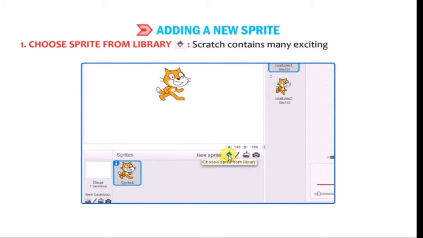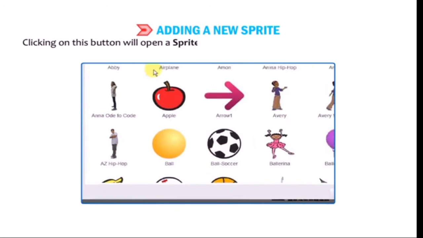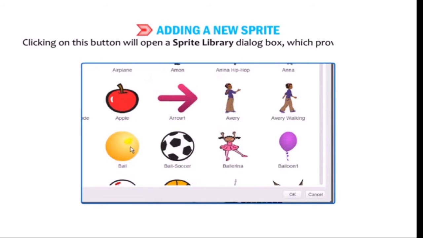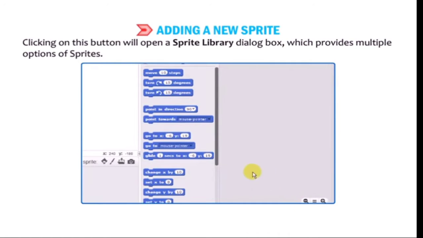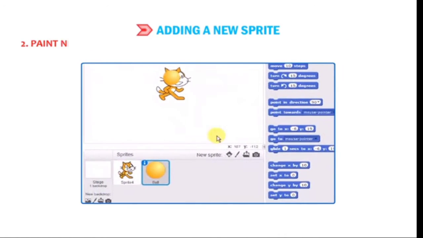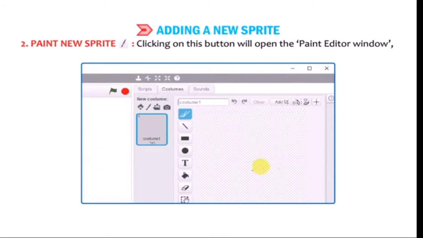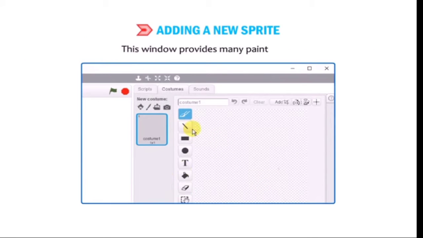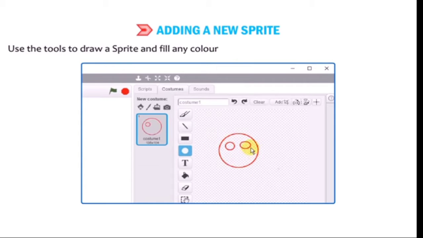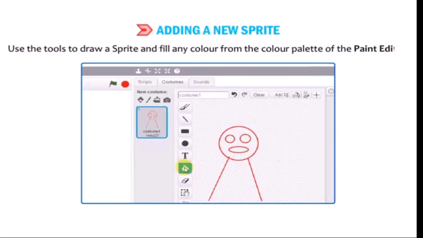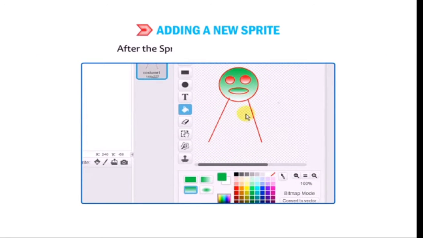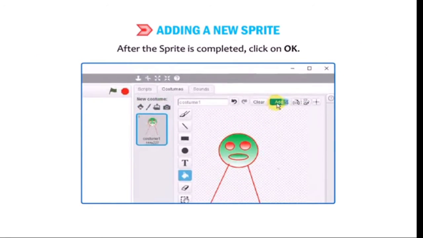Scratch contains many exciting inbuilt sprite options. Clicking on this button will open a Sprite Library dialog box, which provides multiple options of sprites. Number 2. Paint New Sprite. Clicking on this button will open the Paint Editor window, where we can draw a new sprite. This window provides many paint tools. Use the tools to draw a sprite and fill any color from the color palette of the Paint Editor. After the sprite is completed, click on OK.